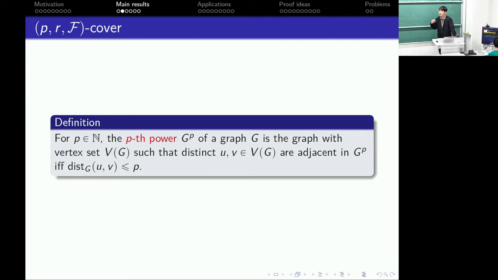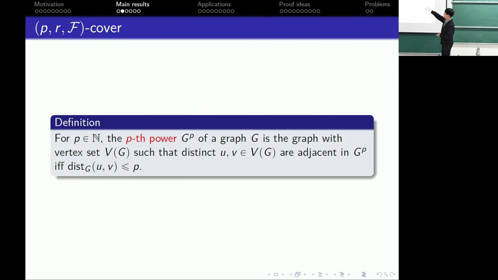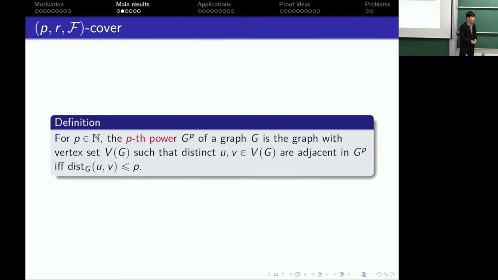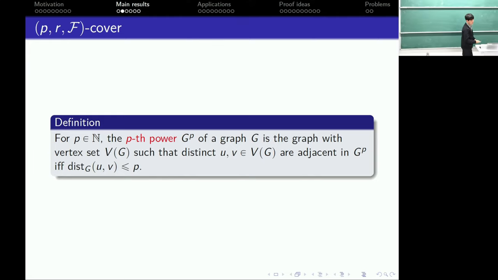So we are going to generalize this distance r version further. To do this, we need this definition, the power of G^p. I think that everyone knows it, but let me recap it. In the graph, the adjacency is determined by the existence of paths of length at most p between them. So two vertices u and v are adjacent in G^p if and only if there exists a path of length at most p in G between them.